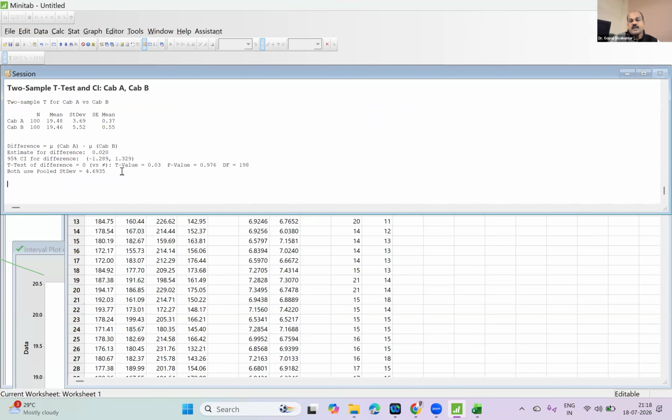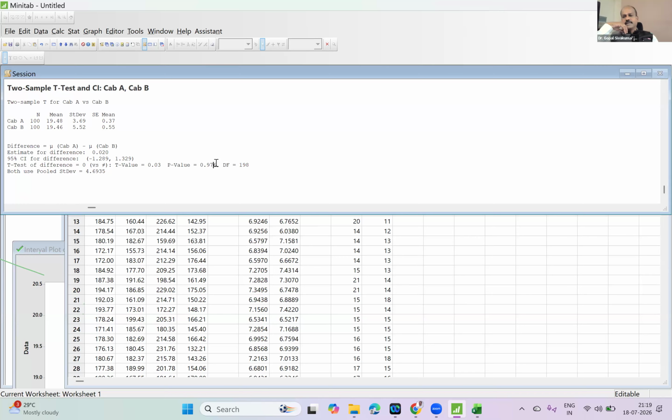Okay. Now, when you do the two sample t-test, the interval plot will not come, but the p-value has come. Can you see the same p-value has come here also? Are you noticing? What is your conclusion when you notice a higher p-value? Fail to reject H0.